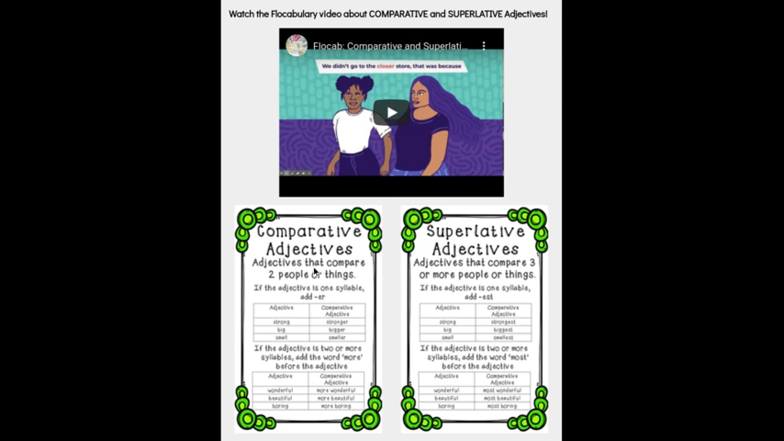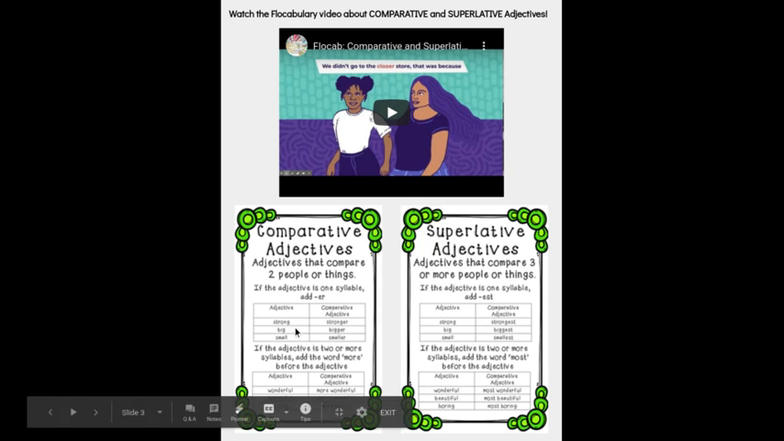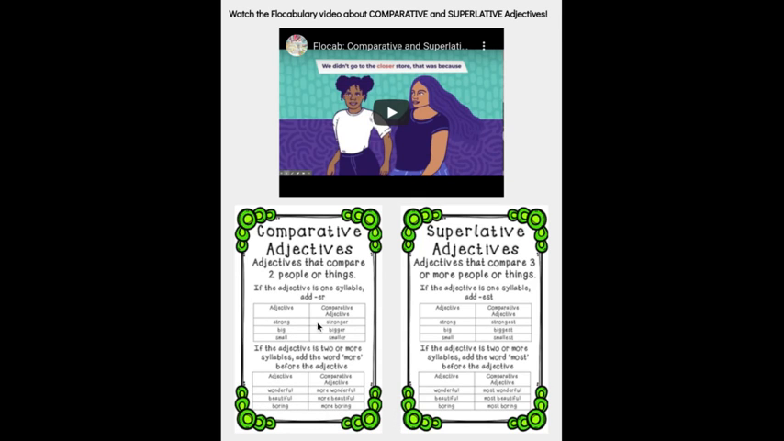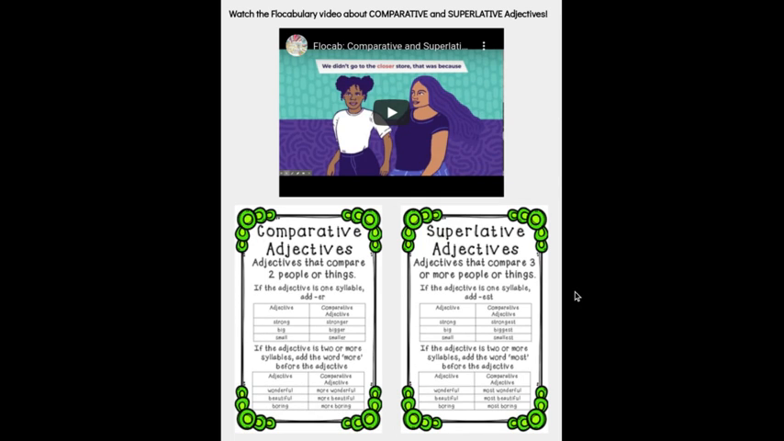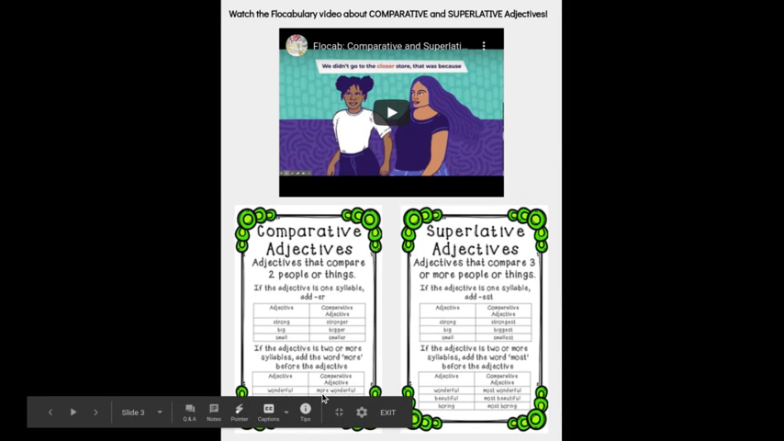Comparative adjectives are adjectives that compare two people or things. If the adjective is one syllable, you're going to add ER. And here are some examples. For example, the word strong, okay? This is one syllable. So you add ER to make it stronger, all right? If the adjective is two or more syllables, add the word more before the adjective. So for example, you have the word wonderful that has two or more syllables, right? So now you're going to put the word more in front of it and it becomes more wonderful. That goes from an adjective to a comparative adjective.